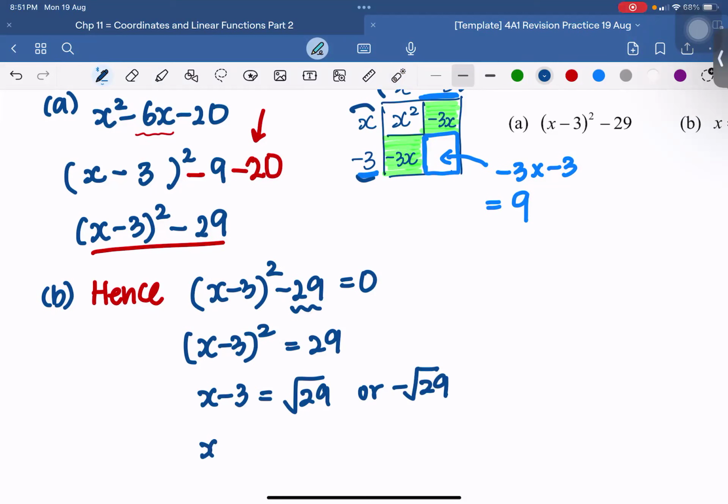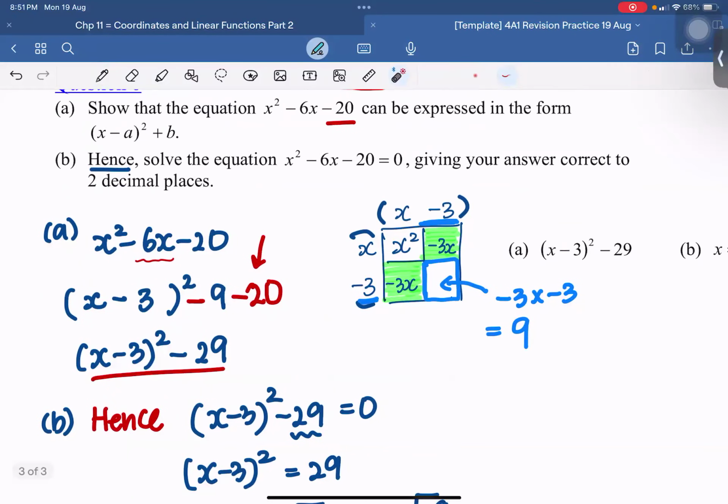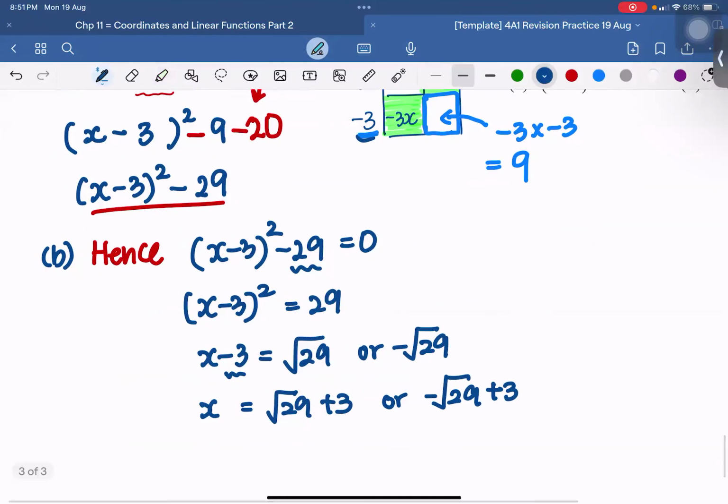Then get rid of the minus 3, so it will be plus 3. Make sure your cursor for the calculator goes out of the square root sign. And last but not least, the question wants 2 decimal places, so key your answer to 2 decimal places.